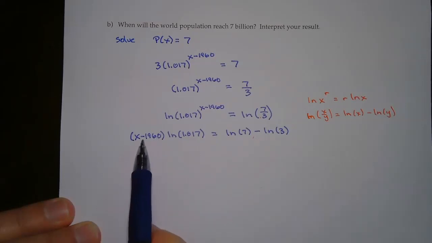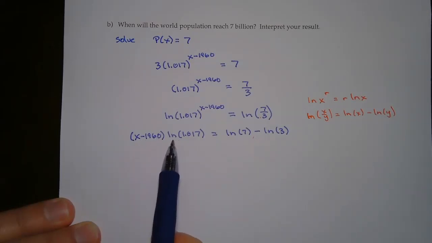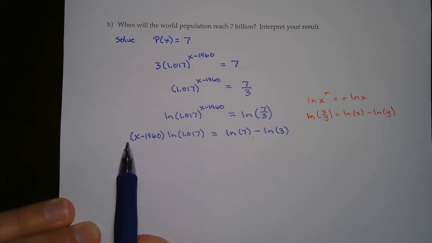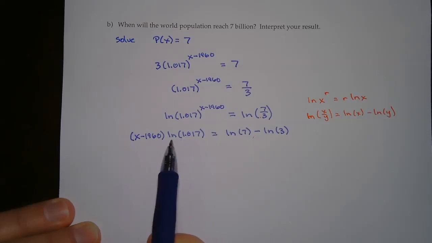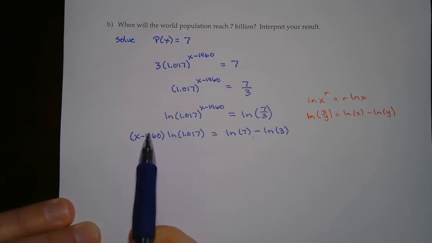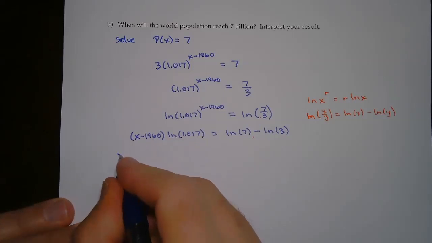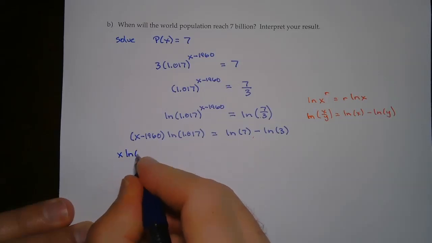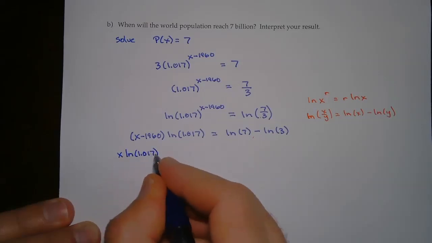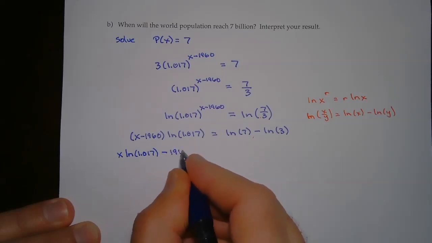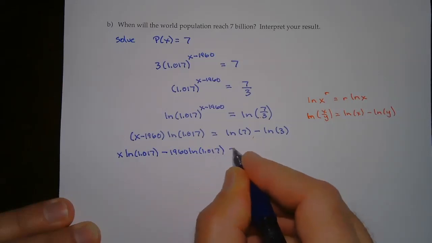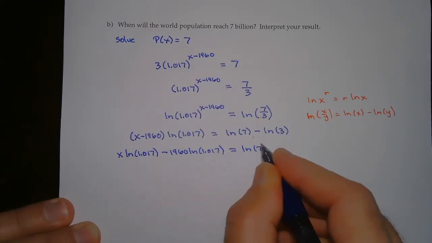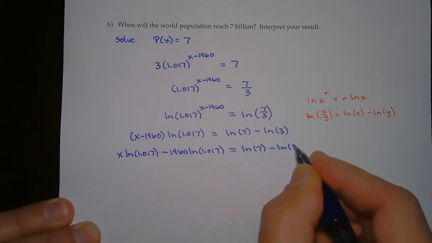But to get to this x, I'm going to have to multiply the natural log of 1.017 times the x. This is actually a number, like I could put that into my calculator and I would get a number. So what I need to do is distribute that with the x and the 1960. So this becomes x times natural log of 1.017 minus 1960 natural log of 1.017, is equal to the natural log of 7 minus the natural log of 3.